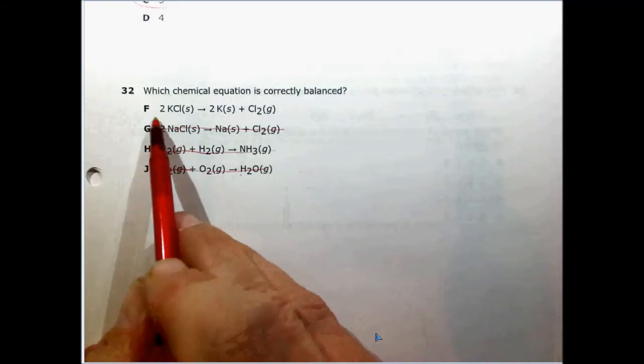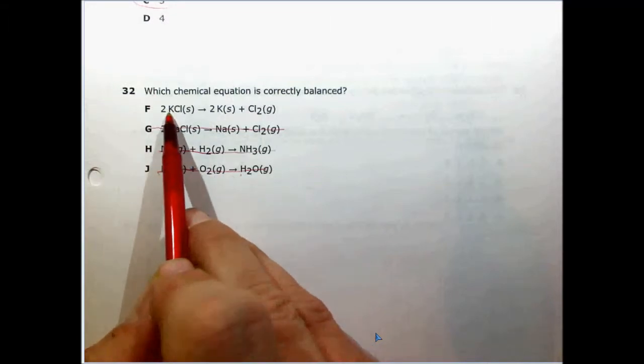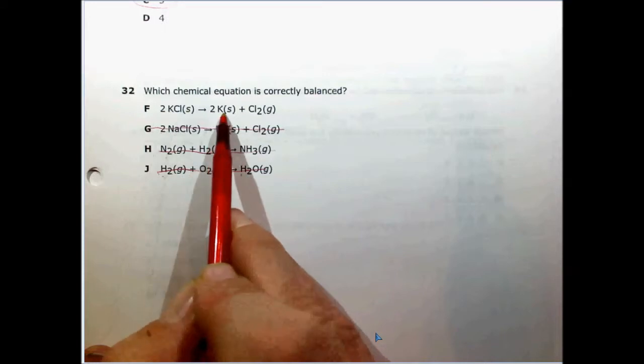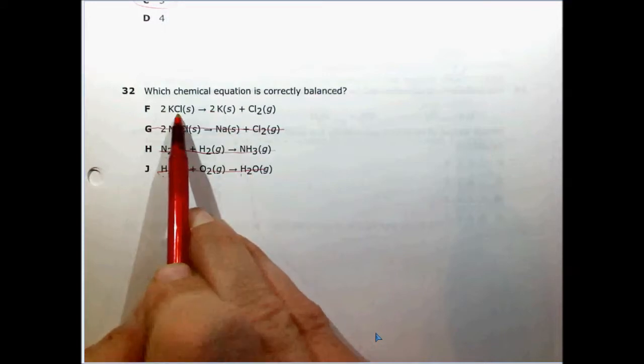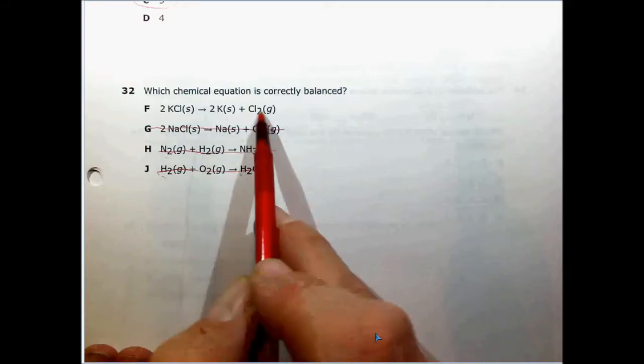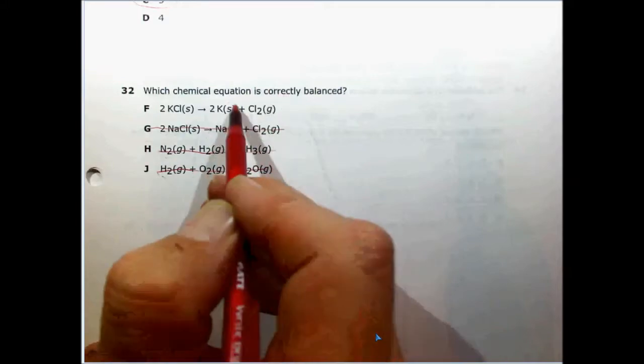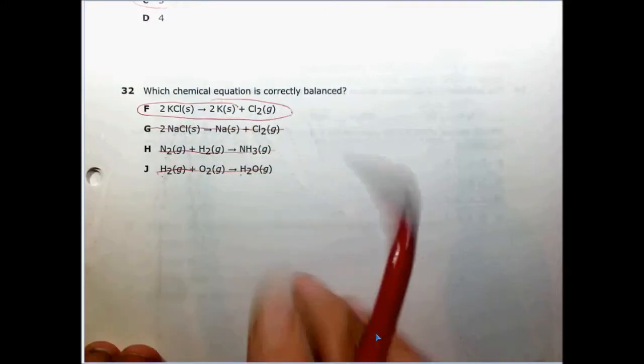Let's check and see. 2 times the K, which is potassium, 2 of them on the left side, 2 on the right side. 2 times this 1 Cl is 2 Cls on the left side and 2 on the right side. The correct answer is F.